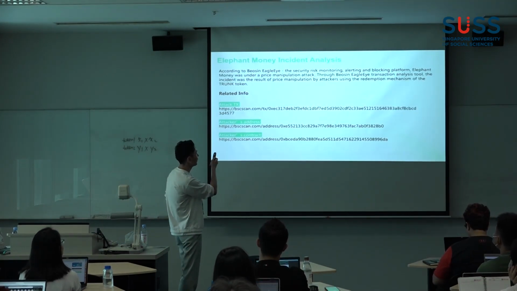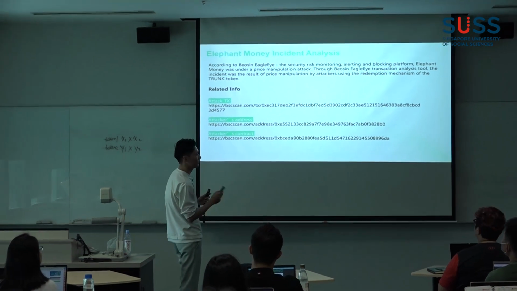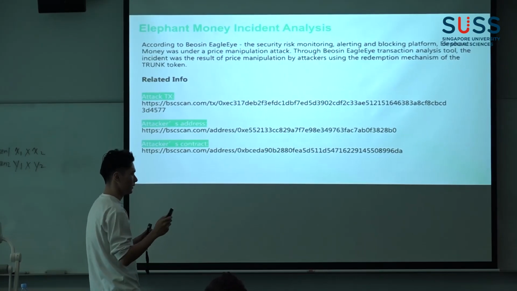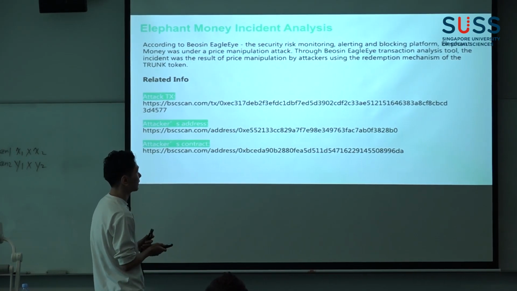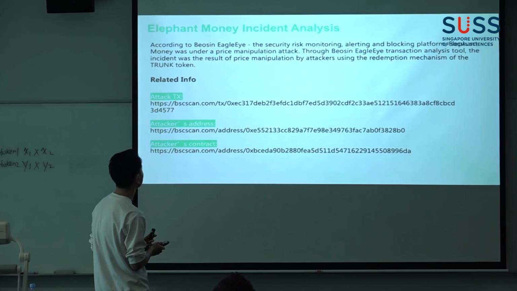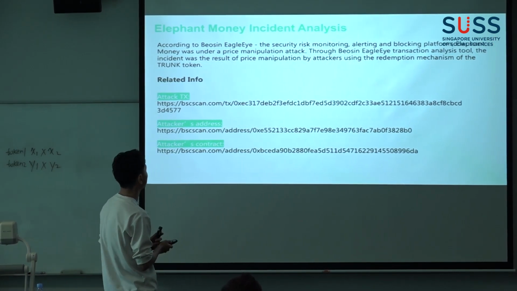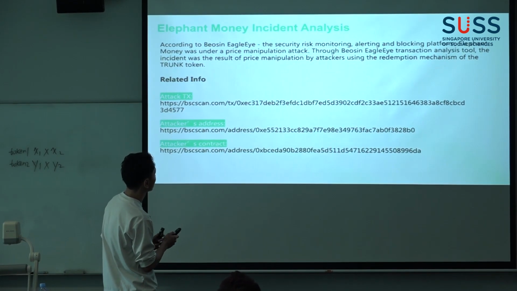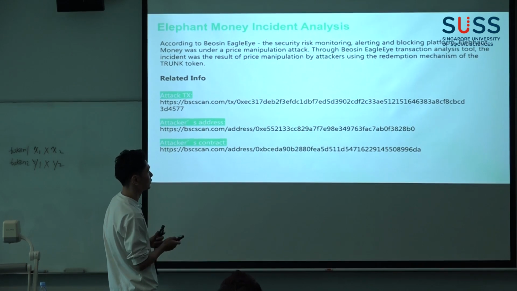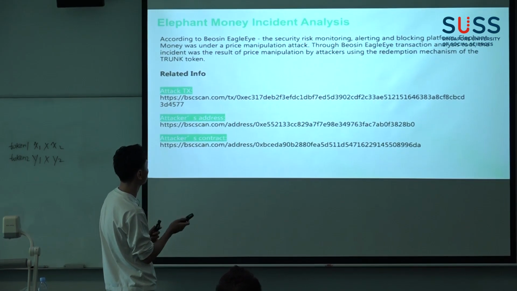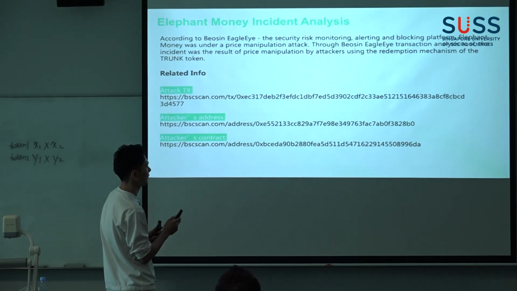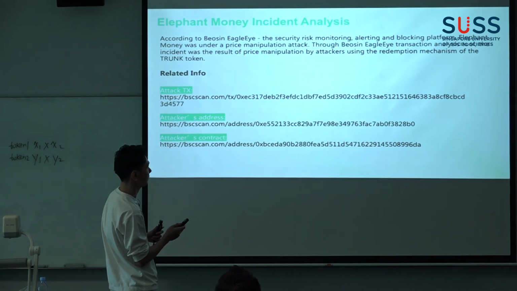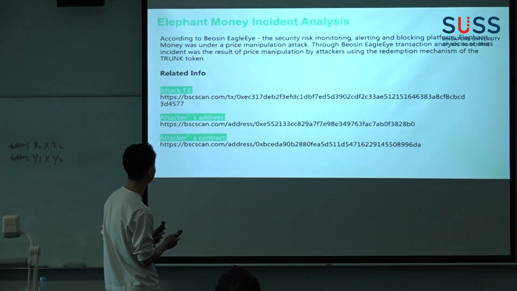So Eagle Eye is our monitoring system. Basically, we monitor all the high-risk transactions, and we flag them and output them for researchers to conduct further analysis. Our system detected that this project was under a price manipulation attack. After we used our transaction analysis tool, the incident was found, and this attack was conducted by attackers using a flash loan to manipulate the redemption mechanism.